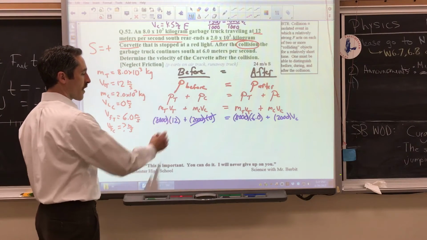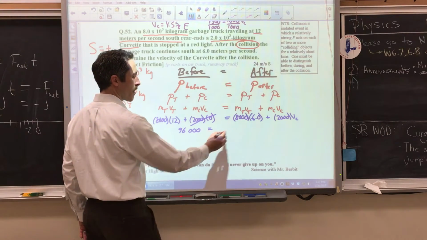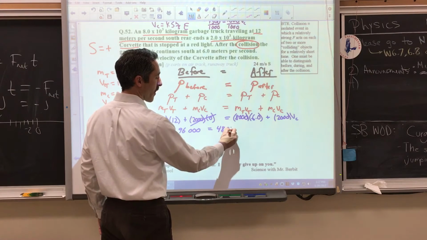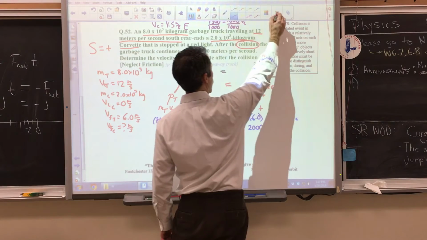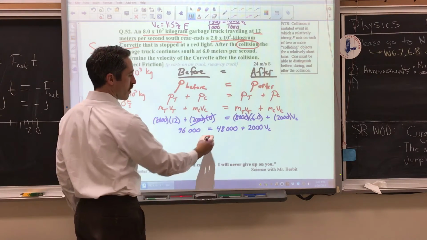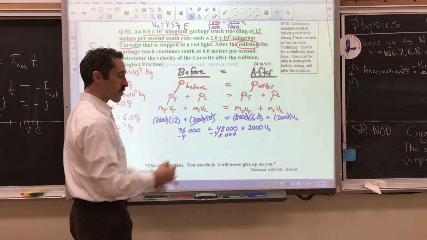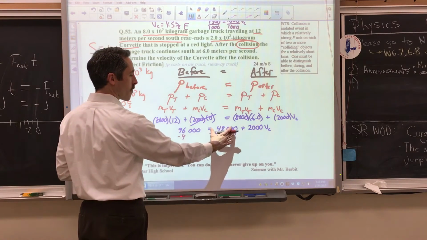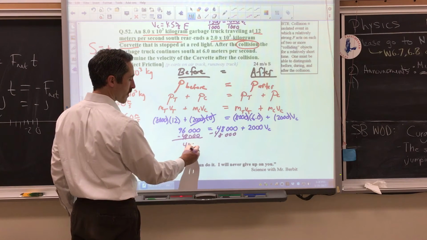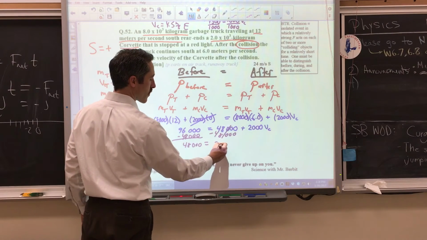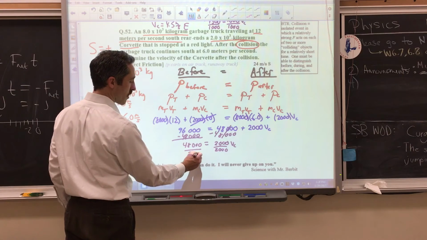So run our numbers. 8 times 12 is 96. So you have 96,000 kilogram meters per second. Is 8 times 6 is 48,000 plus 2,000 velocity Corvette. Alright, so should be good to go. Subtract 48,000 from both sides. Remember, we're trying to solve for VC, so get everything else away from it. Isolate it. Start far away and then move in. So first we'll get rid of this 48,000, left with 48,000 equals 2,000 VC. Divide both sides.